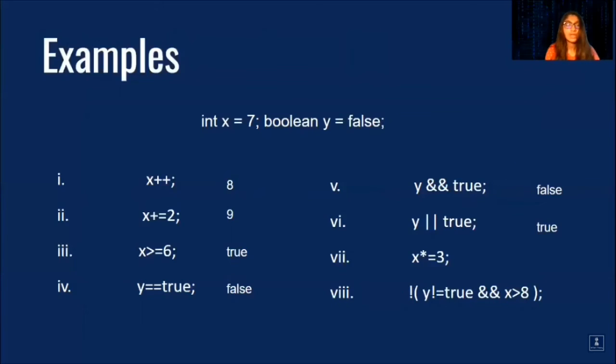Then we go on to x multiplied equals 3, which essentially means x equals x times 3. So if you look at x here, it's 7, so x equals 7 times 3, which is 21.